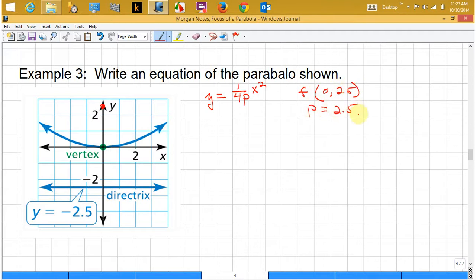So let's just put 2.5 into this equation. I get y is equal to 1 all over 4 times 2.5 times x squared. 4 times 2.5 is 10, so I have 1 all over 10 x squared. There's the equation of my parabola.